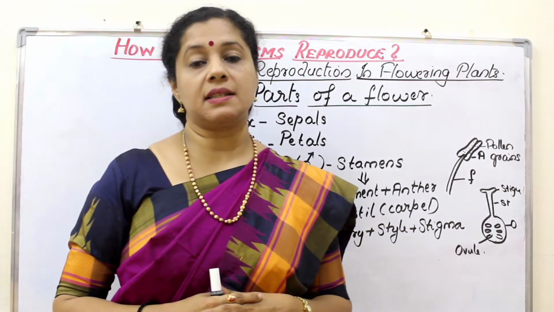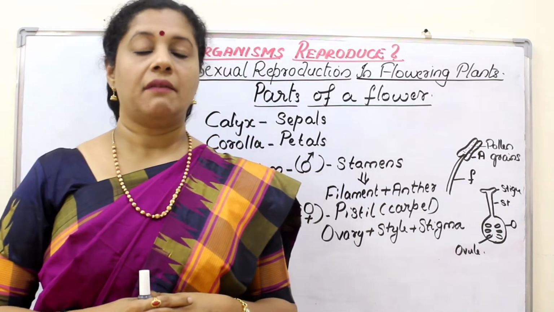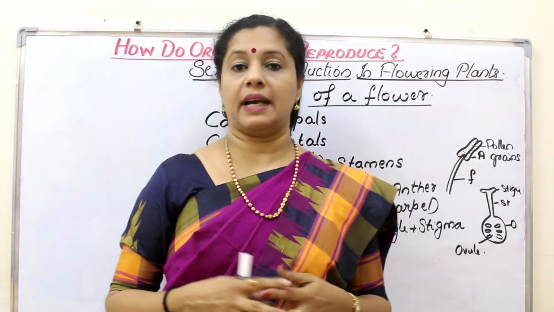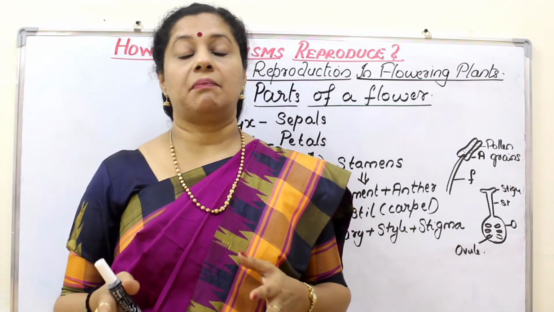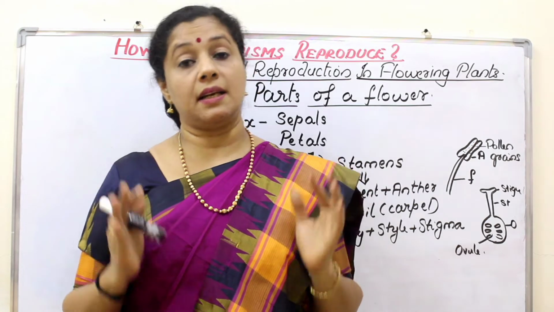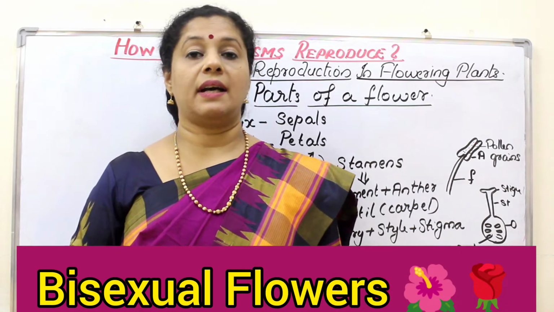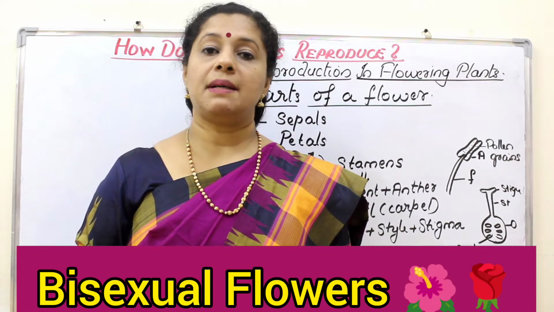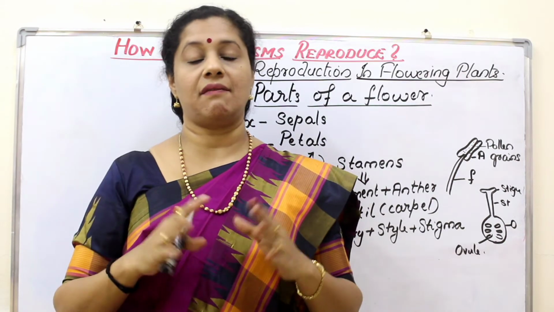So some flowers can have both the parts in them. For example, hibiscus, rose, sunflower, etc. They have male part, that is stamen and carpel, present in the same flower. Such flowers are called bisexual flowers. Bi means what? Two. Two sexes in the same flower.